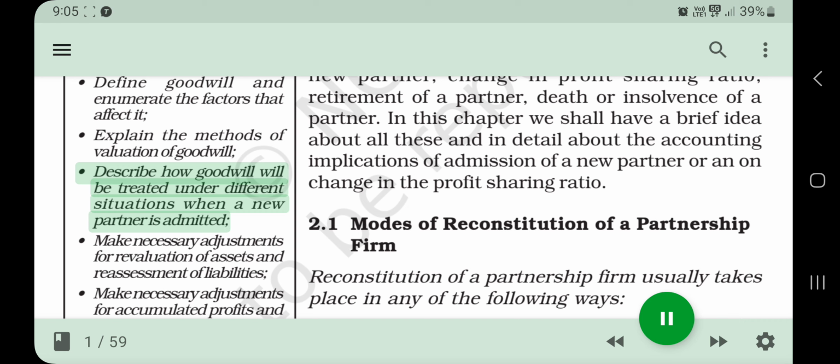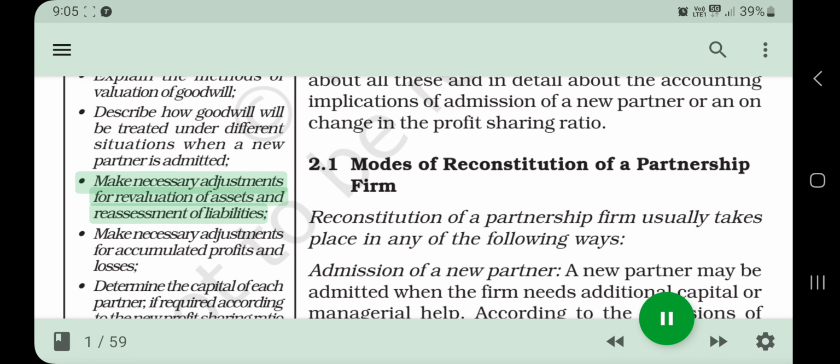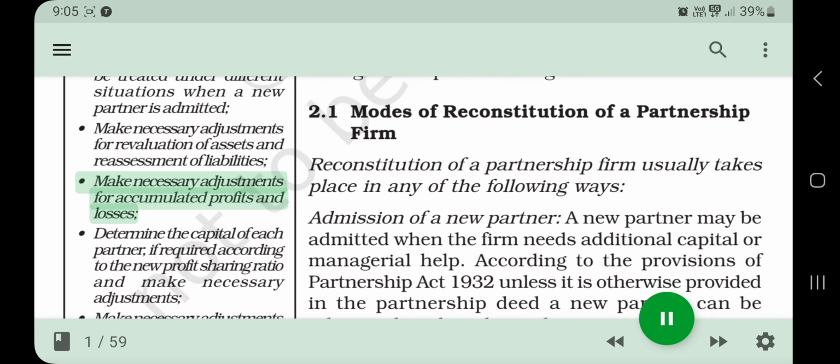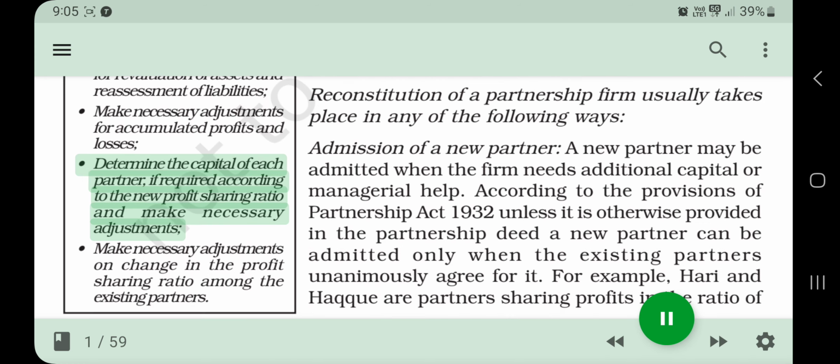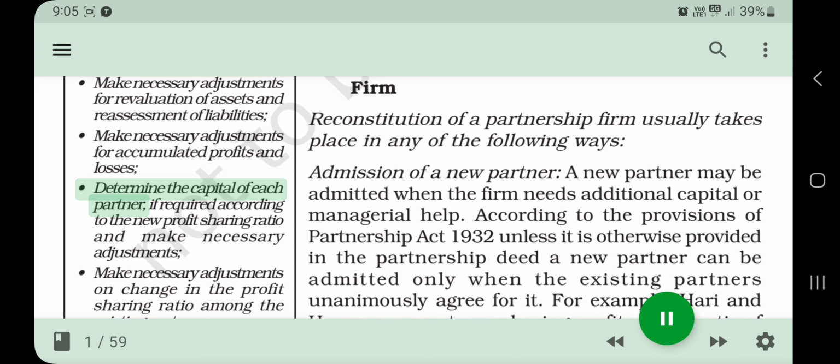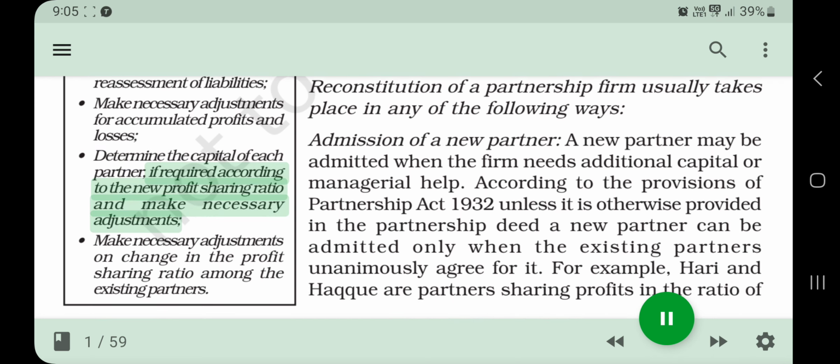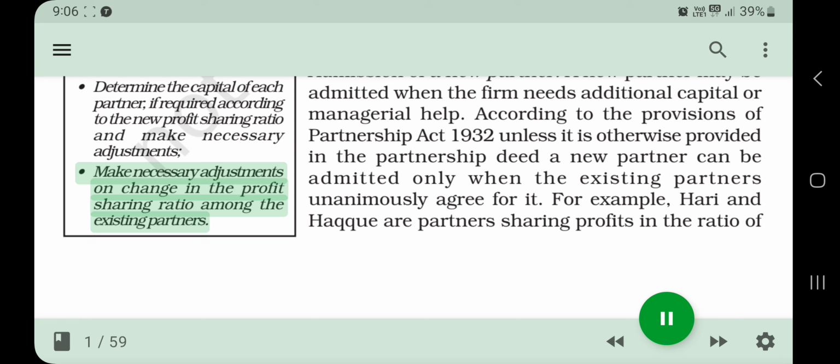Describe how goodwill will be treated under different situations when a new partner is admitted. Make necessary adjustments for revaluation of assets and reassessment of liabilities. Make necessary adjustments for accumulated profits and losses. Determine the capital of each partner, if required according to the new profit-sharing ratio, and make necessary adjustments. Make necessary adjustments on change in the profit-sharing ratio among the existing partners.